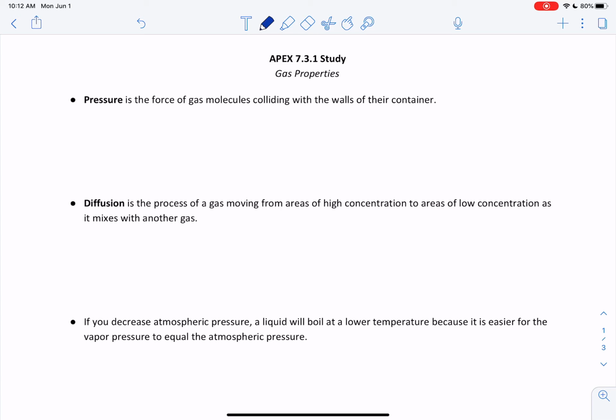Okay, let's get started. This is talking about gas properties, and one of the major properties of gases is pressure. Pressure is the result of the force that gas molecules colliding with the walls of their container exert. So if this is my container and I have some gas particles, we know gas particles are moving rapidly. At some point, they're going to bump into the wall of the container, and that's going to exert a force, and we call that pressure. This is a really important property of gases that's going to affect a lot of different things.